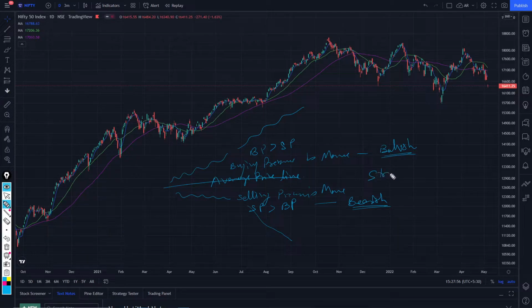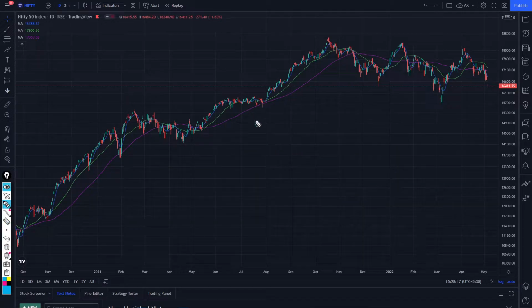So it gives us an idea about the strength of the market. Whose hand is strong? The bears are strong or the buyers' hand is strong? So this gives an idea. Now, how to interpret it? How will we interpret? Now, interpretation.